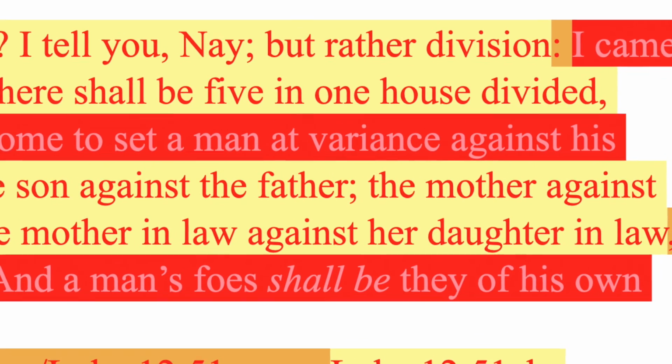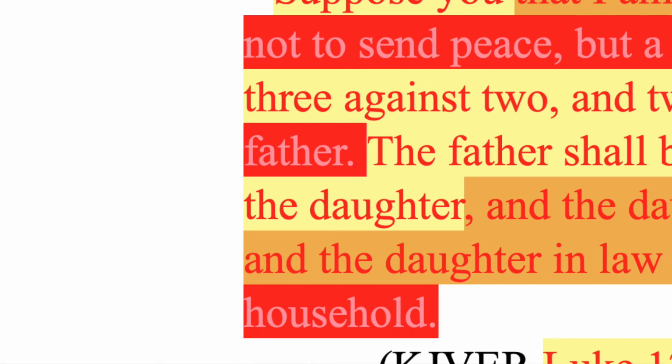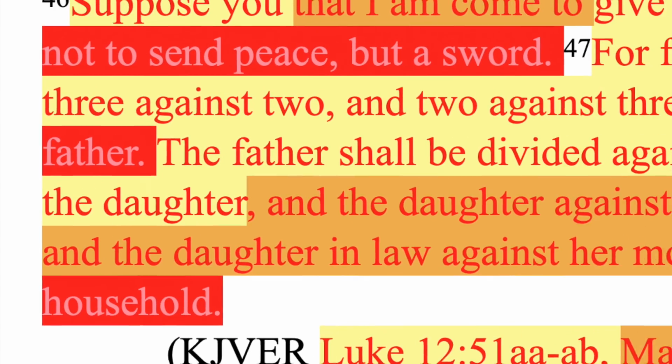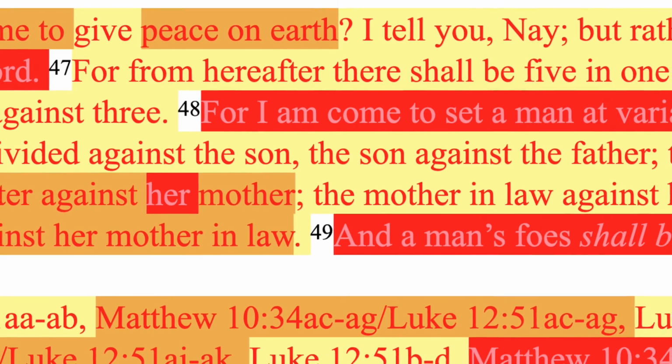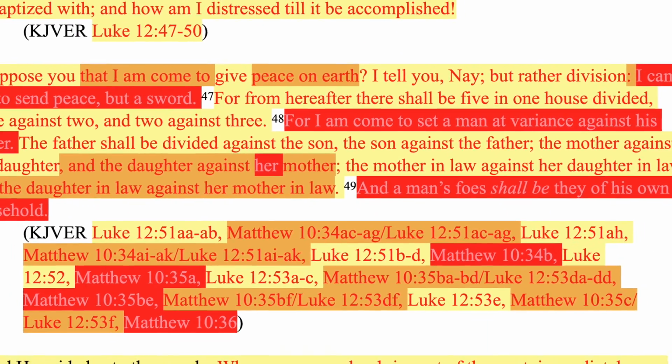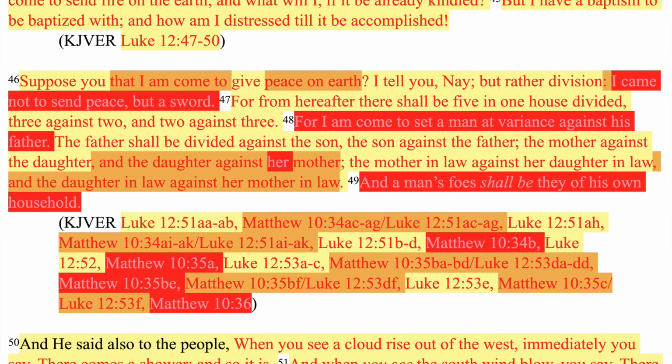At variance against his father. And I will put the period there so that I can start the next verse. This cannot be "his". This has to be "the". For I am come to set a man at variance against his father. The Father shall be divided against the Son against the Father. It is a bit of a repetition. Well, it's not a bit. It is pretty much completely repeated. It's a little annoying, but I think it's okay.